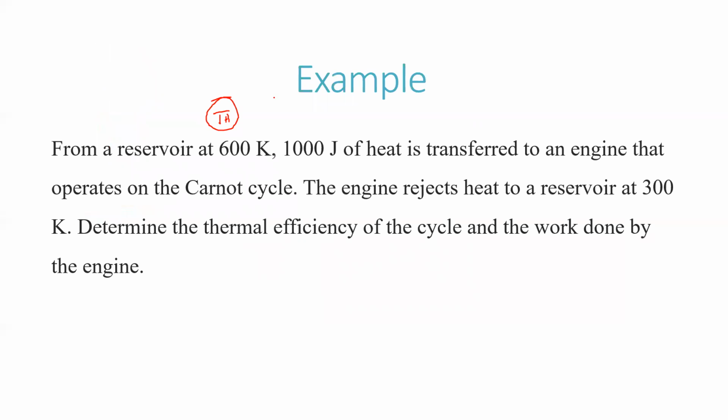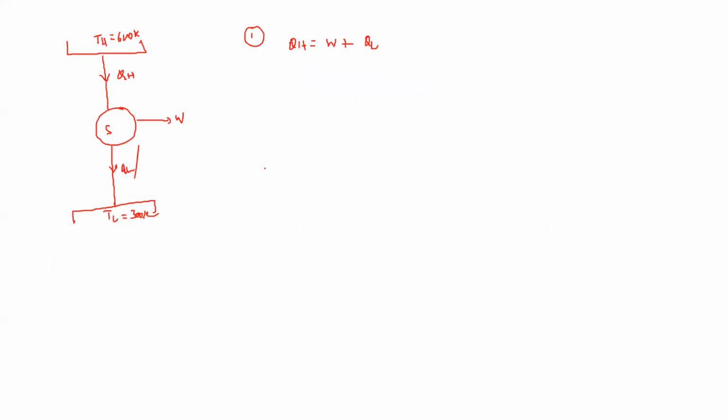They have given that 1000 joules of heat is transferred to an engine that operates on the Carnot cycle. So QH is given to be 1000 joules. Now, efficiency of the Carnot engine is given by 1 minus QL by QH, which is 1 minus TL by TH, which is 1 minus 300 by 600, equal to 0.5. Therefore, the efficiency of this engine is 50%.